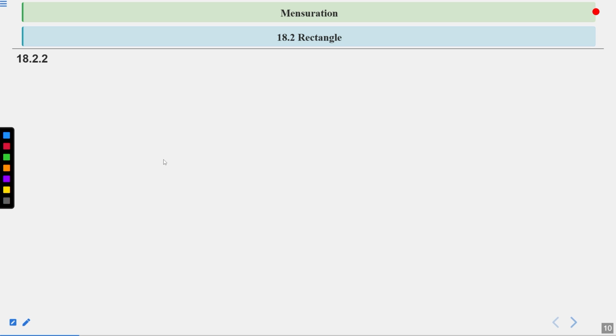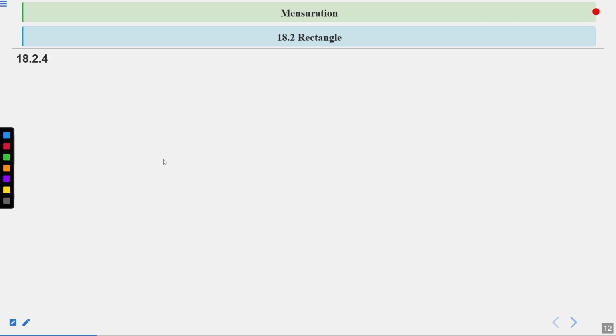Next one is 18.2.2. So this is the rectangle. So the perimeter of the rectangle is 2 times (L plus B). Next one is 18.2.3. So this is the diagram of the rectangle. Now the diagonal of the rectangle is the square root of L squared plus B squared.